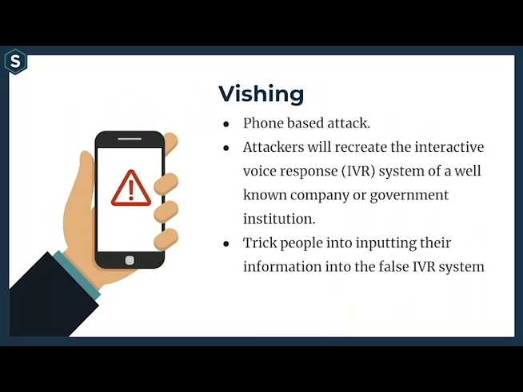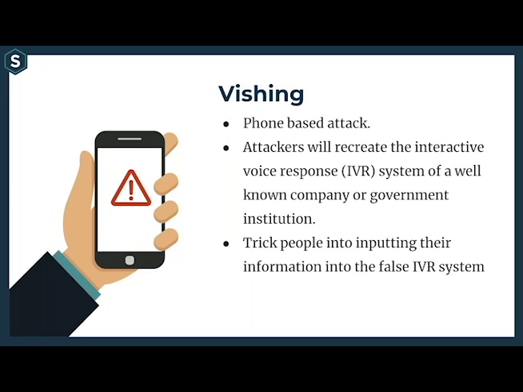Vishing. Not all forms of phishing start online. Phishing attacks can be based over the phone. Attackers will recreate an interactive voice response system, or IVR. These are usually things that you get when you call a bank asking you to input a number to get to the next section. These attackers will recreate these systems, usually with a toll-free number, and it will trick people into calling that number or entering their details into a fake IVR system.